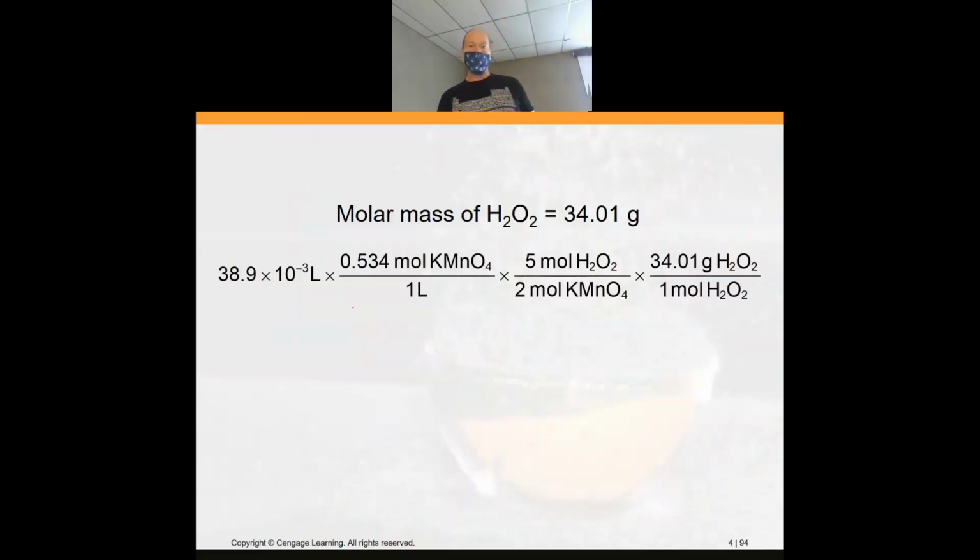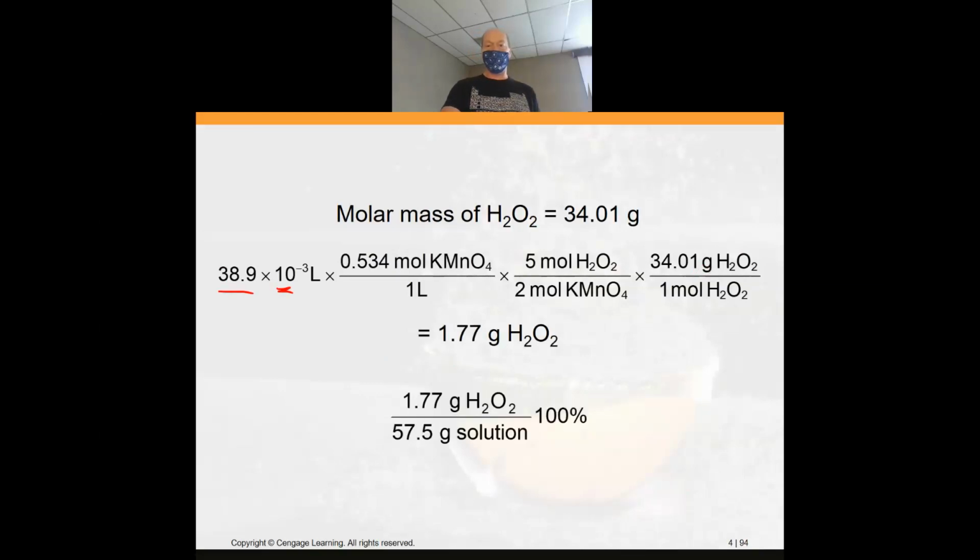All right, so they'll show it to you. Again, they do it the same way. They just simply change the M to what M is, 10 to the minus 3 liters. Leave it as 38.9 and plug it into your calculator. It knows how to do it. 38.9 E minus 3 times 0.534 times 5 divided by 2 times 34.01, which is what they have instead of 34.02. Doesn't matter. We're only given 3 sig figs. We will get the 1.77 grams. We will then get the 3.07% H2O2.